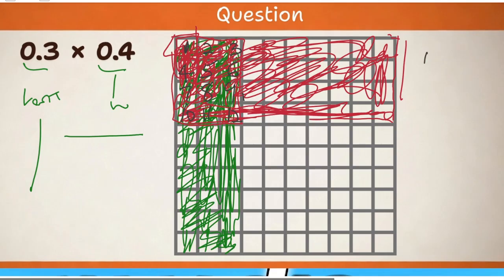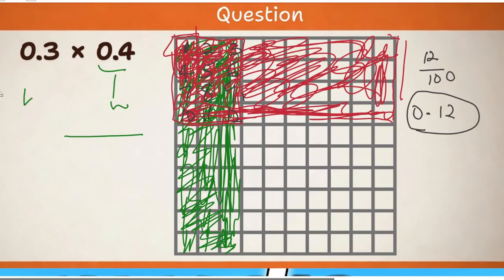So that means we have 12 out of 100. And that means we have 0 and 12 hundredths. So that means 0 and 3/10 times 0 and 4/10 gives 0 and 12 hundredths.